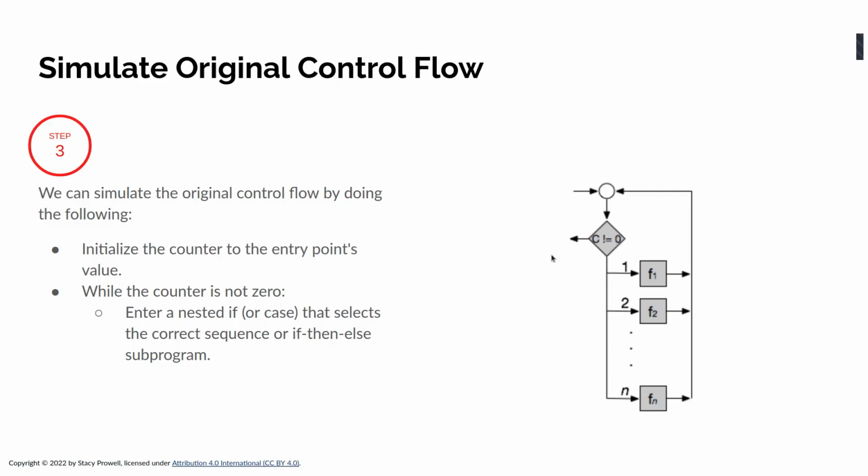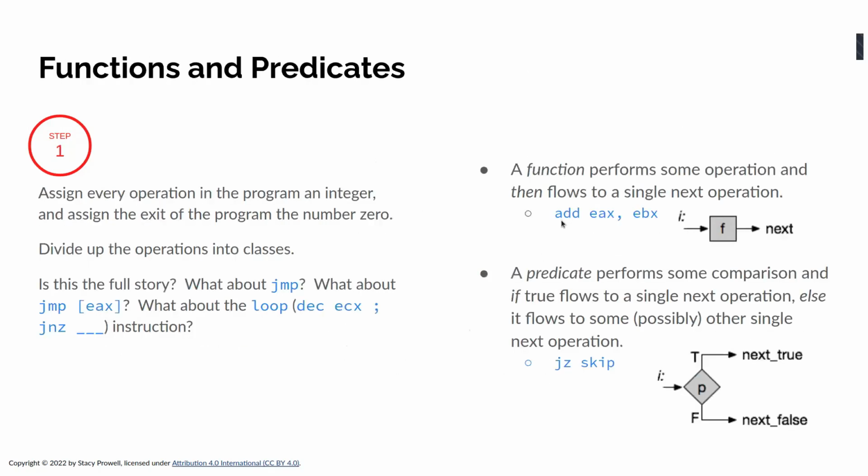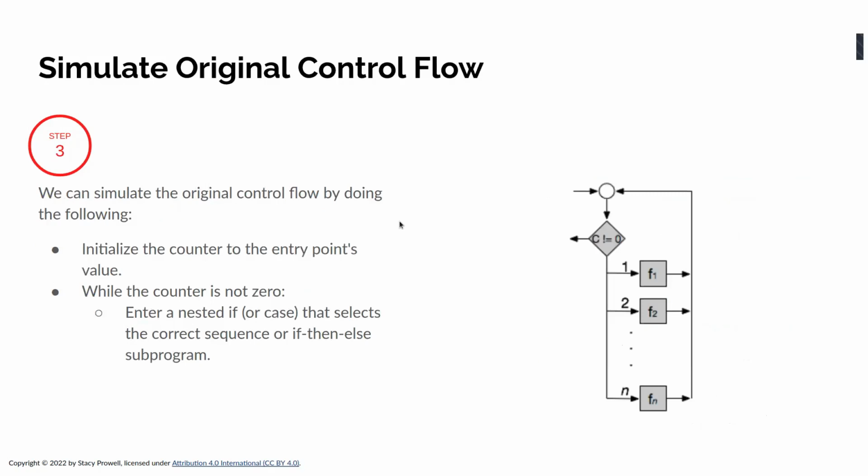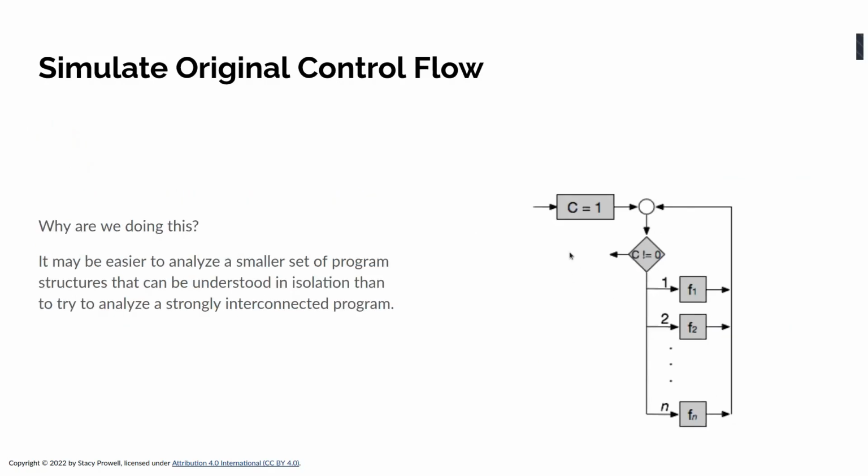And I would set C to 0 whenever I reach the exit line of my program, right? So I'll go back up here. Oh, yeah, here it is. Assign the exit of the program the number 0. So whenever I had to exit, I would set C to 0 and I would exit. There you go. So here's my completed structured program.